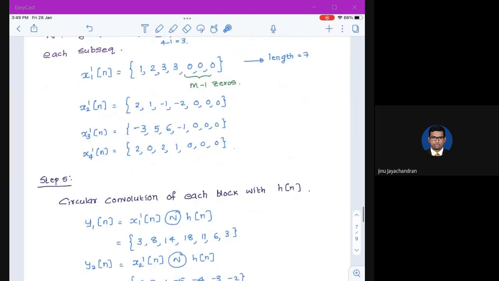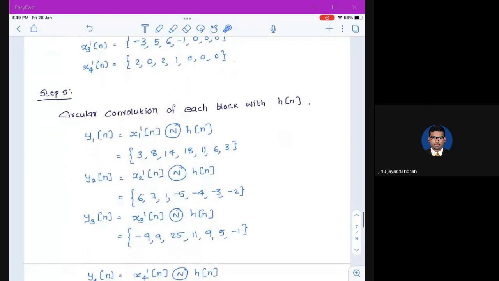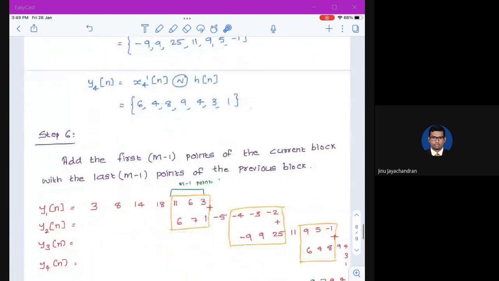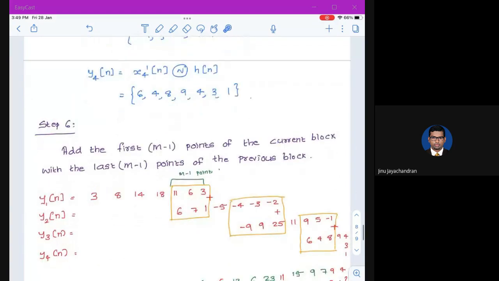Then you do circular convolution of each of these blocks with h of n, and you will get an output of length equal to 7, which is equal to N. So we get y1 of n, y2 of n, y3, y4, where you are convolving h of n with the blocks we divided. In the last step, you write y of n in that order.